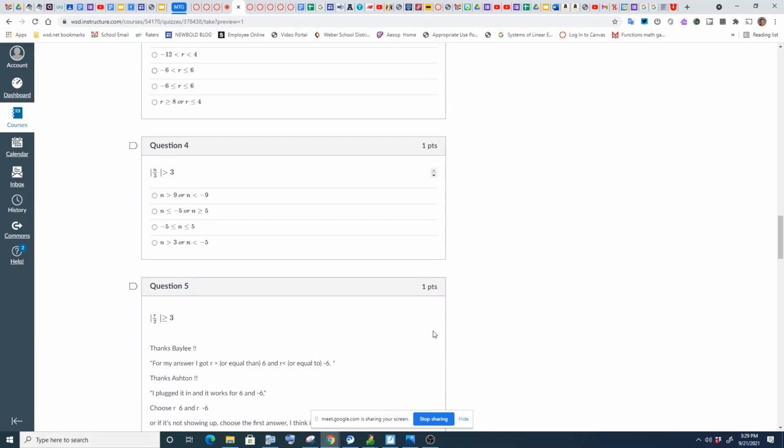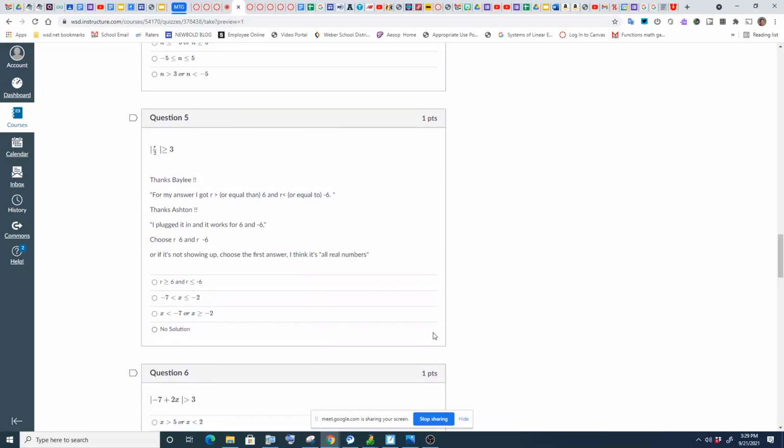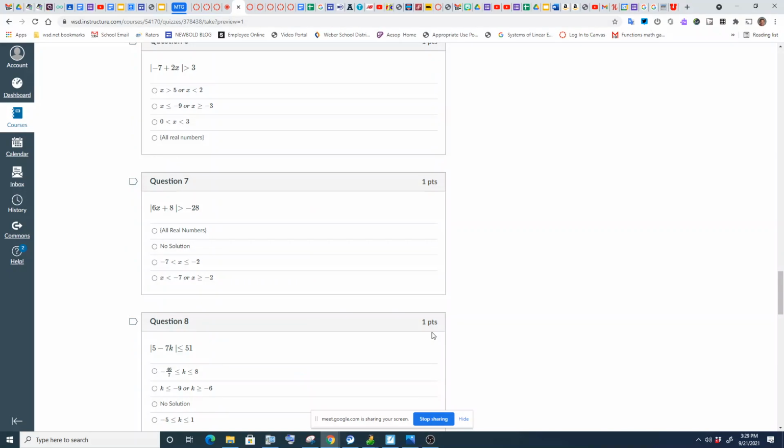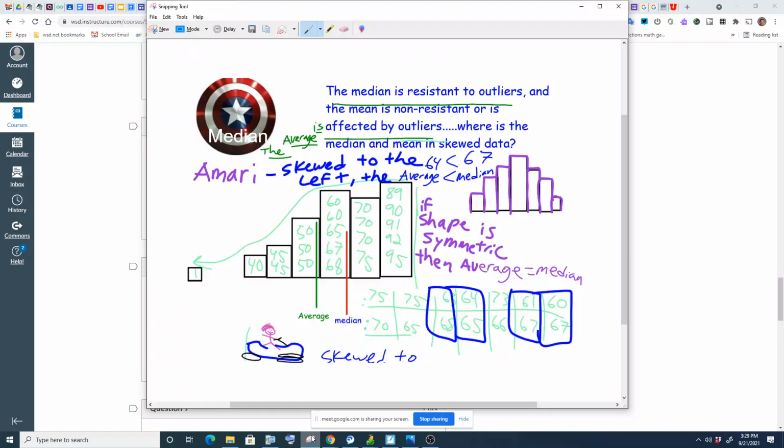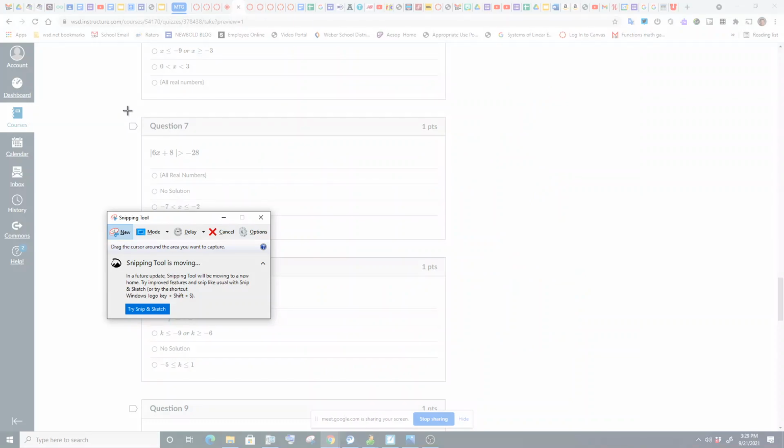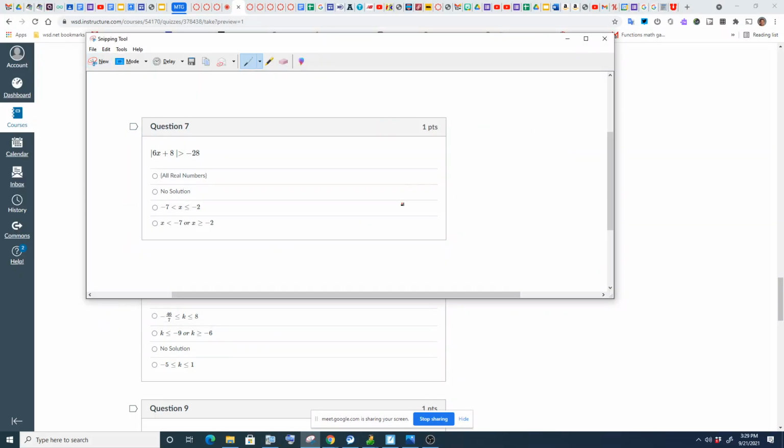Okay, so the one we're going to look at right now is a question that's been brought up to us today, and that is question number 7. Question number 7 is a crazy, fun, weird one. So let's first see what you do, I think we talked about this last time. You'd actually split this into two equations and then solve for those two equations. Drop the absolute value. So 6x plus 8 is greater than negative 28.